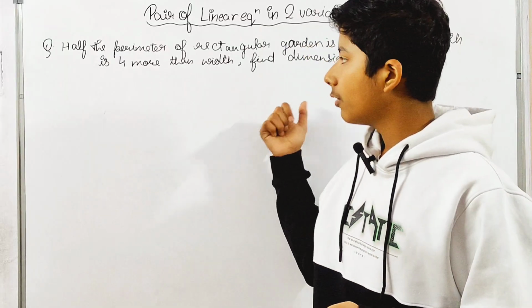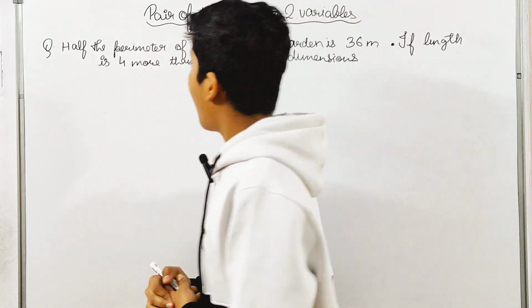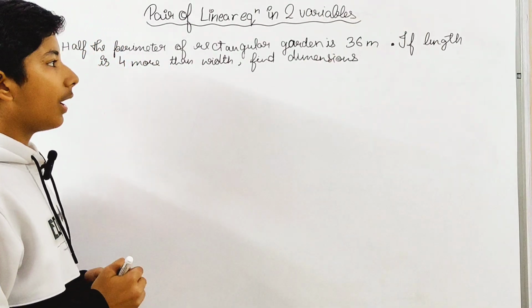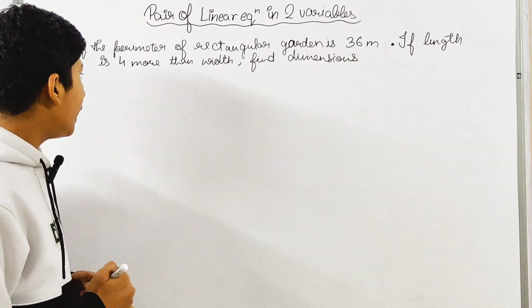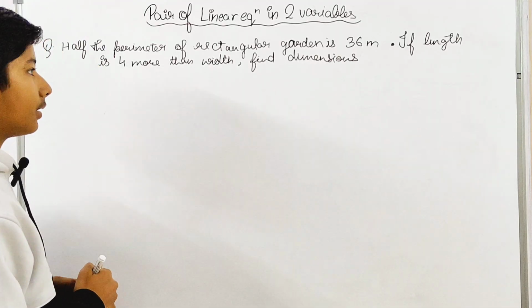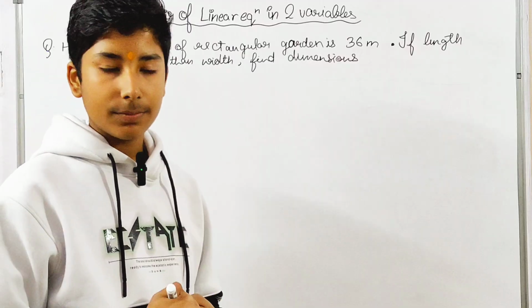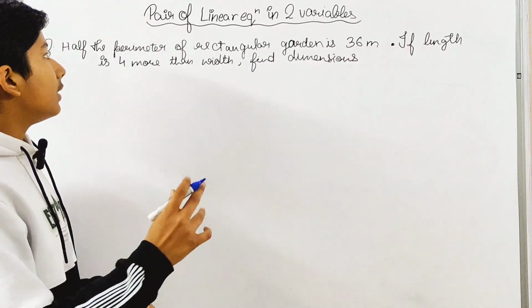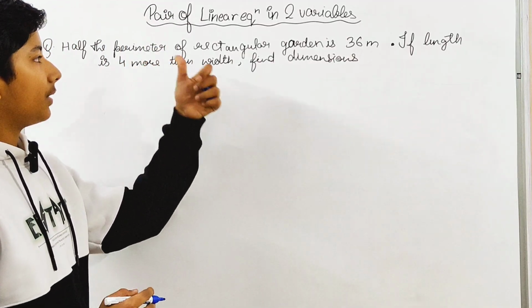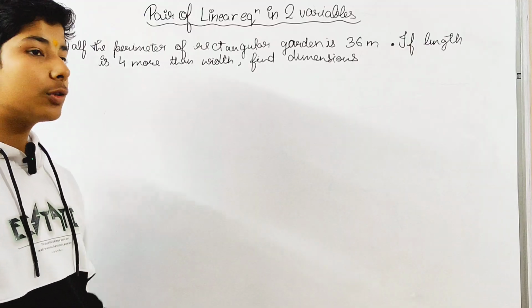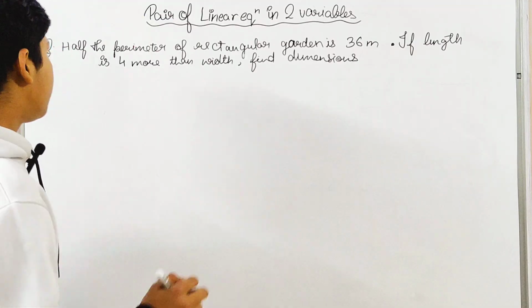Now let's see over here in this question. Half the perimeter of rectangular garden is 36 meters. If length is 4 more than width, find dimensions of the garden. Okay, so since this is the question of pair of linear equations in two variables, you will have to solve it by using two variables only.